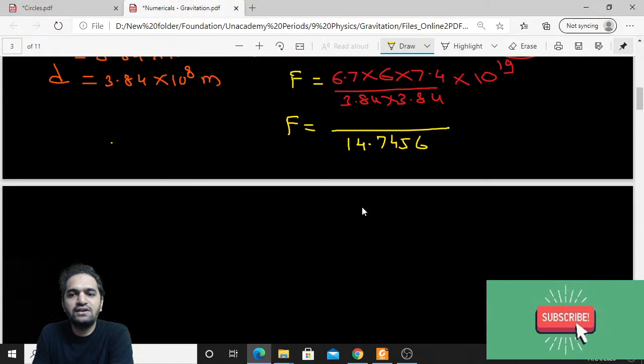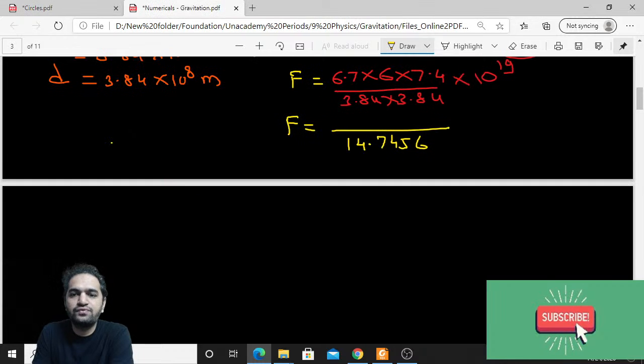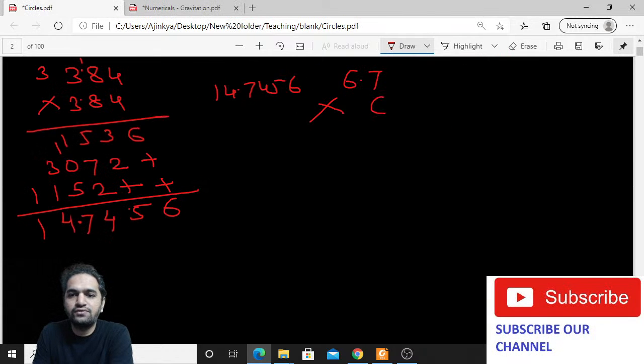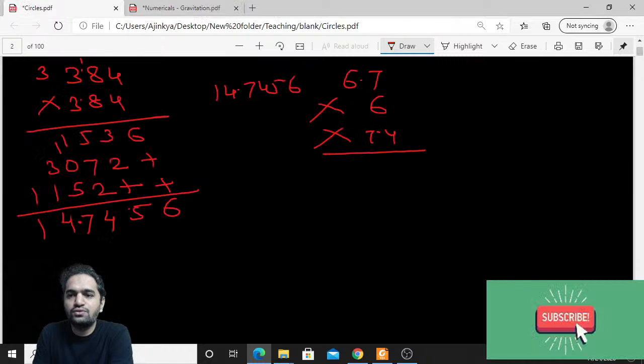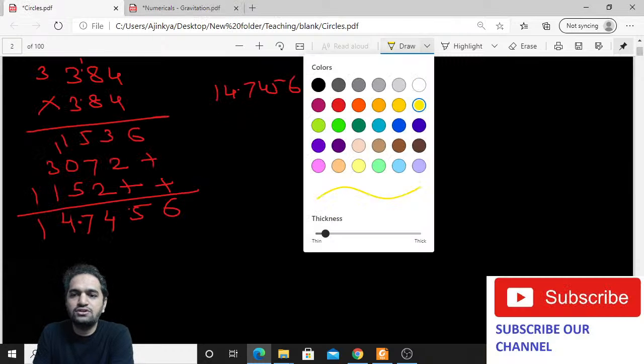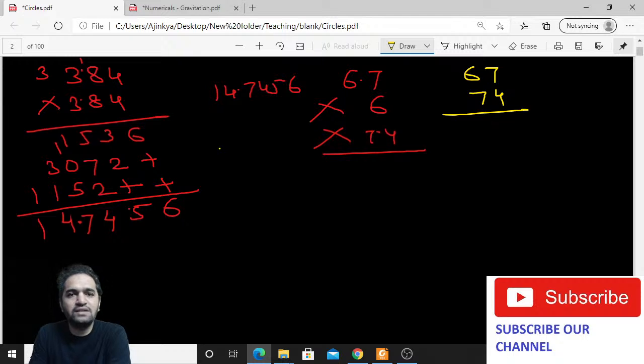That is 6.7 into 6 into 7.4. You can multiply that as well. What is the valuation? 6.7 into, you have to multiply 6 into 7.4. Okay, so you can do the calculation one by one. There is no other option. You have to multiply 6.7 and 7.4. You can first multiply that and then we'll multiply with 6.